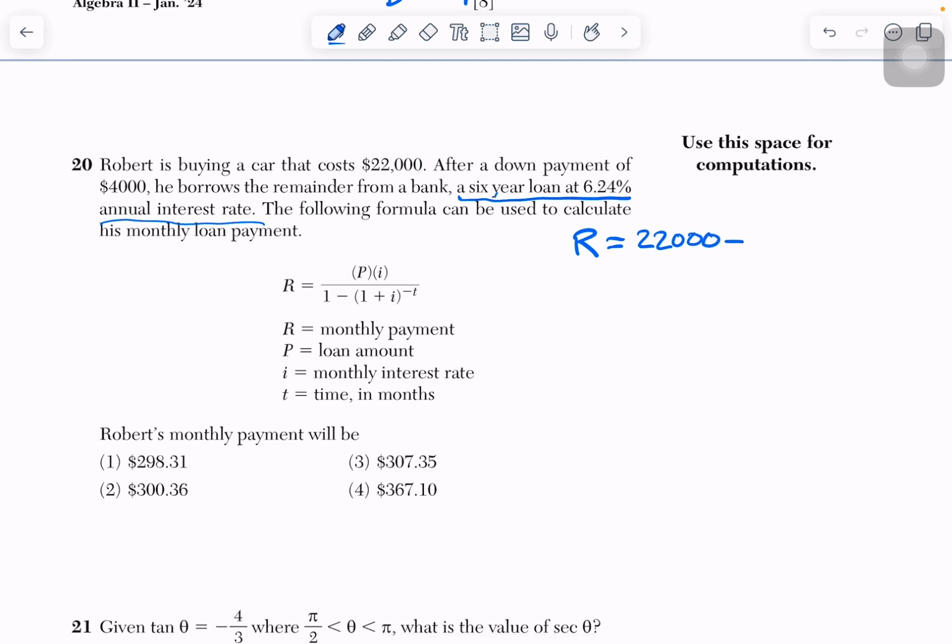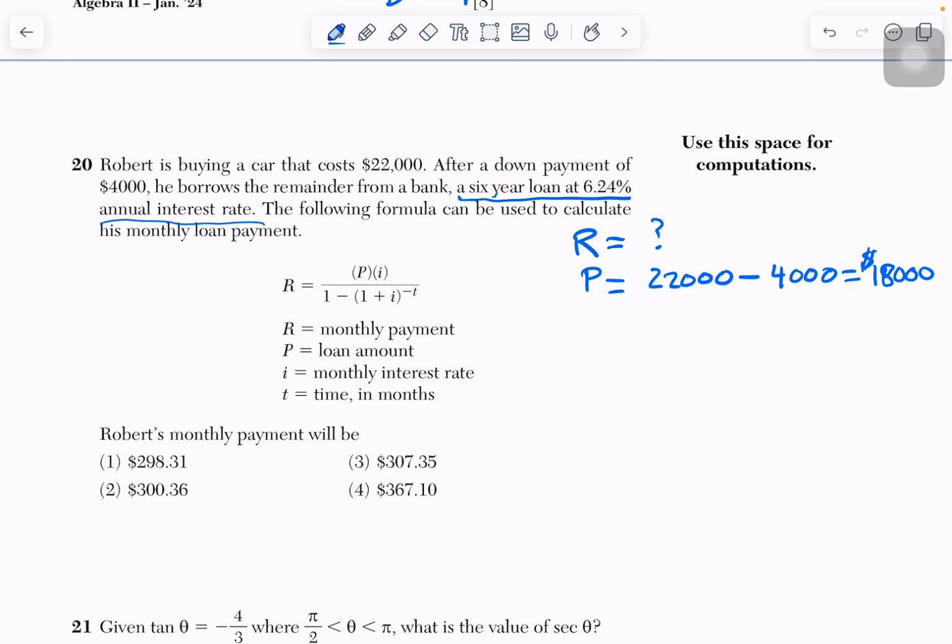Oh, I'm sorry, that's not the monthly payment. That's the monthly payment, right? P, the loan amount. This is what we're trying to find. The loan amount is going to be $22,000 minus the $4,000, which is $18,000. So he only has to borrow $18,000, not the full $22,000. That's P. Okay, so we know what P is.